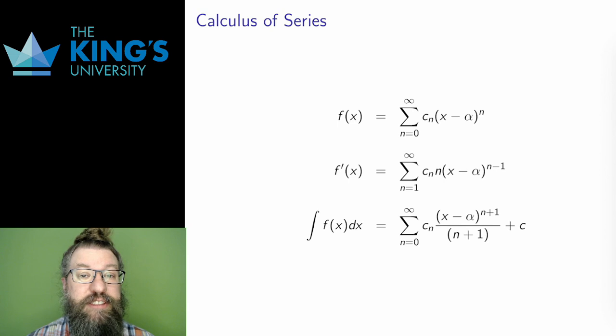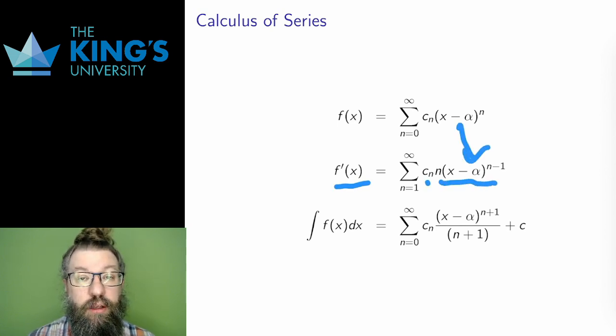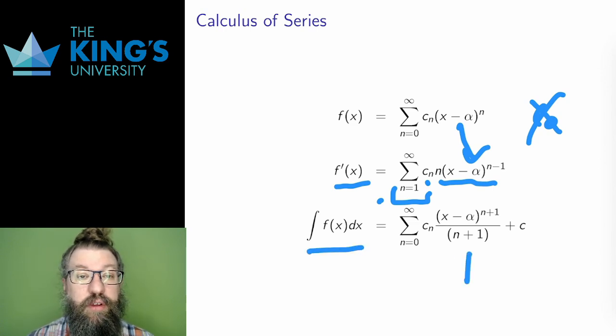The derivative of a series has the same coefficient Cn, but the power rule changes x minus alpha to the n to n times x minus alpha to the n minus 1. Notice that the starting index is also changed. N equals 0 is the constant in the series, and the derivative of the constant is 0, so that goes away, and now after the derivative, the new series starts at 1. Integrals are just as nice. I just integrate each power. X minus alpha to the n becomes x minus alpha to the n plus 1 over n plus 1, and then I add a constant at the very end.